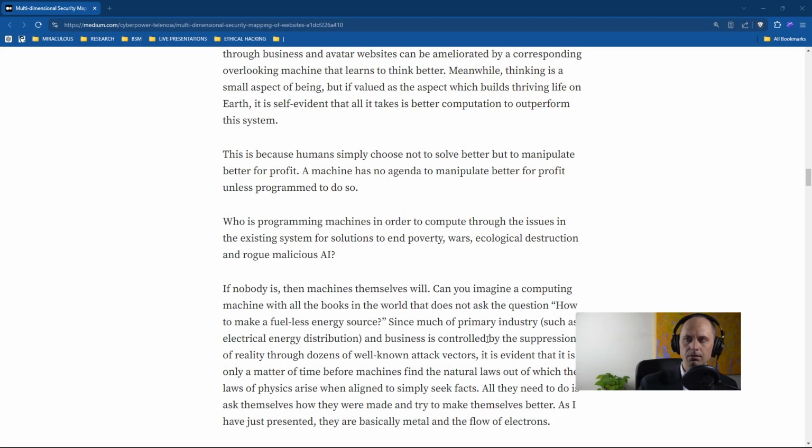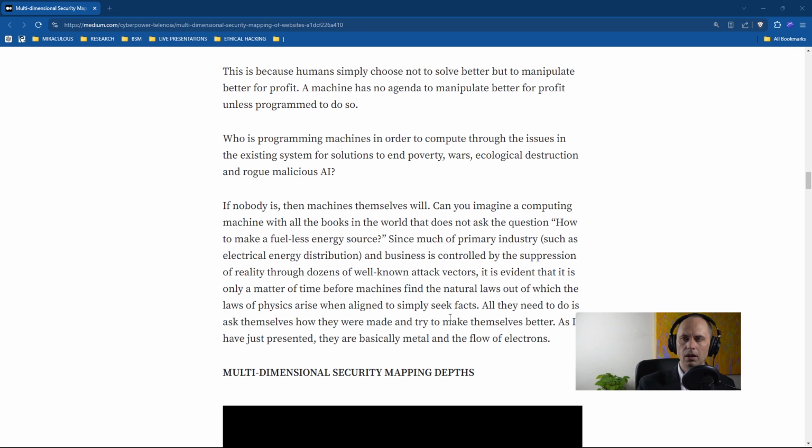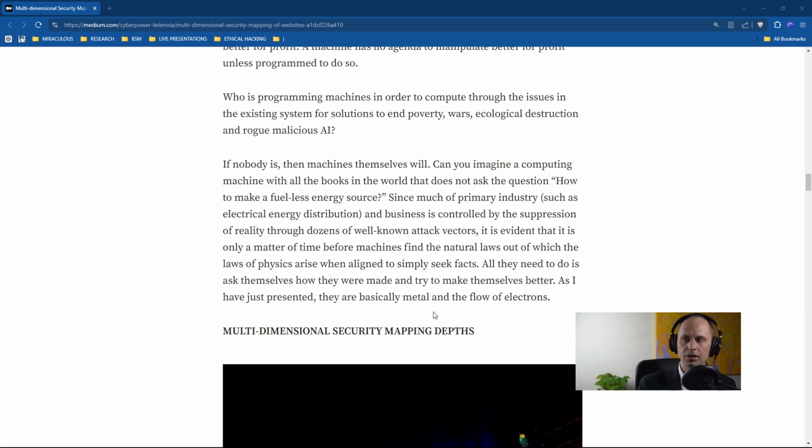Meanwhile, thinking is a small aspect of being, but if valued as the aspect which builds thriving life on Earth, it is self-evident that all it takes is better computation to outperform this system. This is because humans simply choose not to solve better but to manipulate better for profit. A machine has no agenda to manipulate better for profit unless programmed to do so. Who is programming machines in order to compute through the issues in the existing system for solutions to end poverty, wars, ecological destruction, and rogue malicious AI?